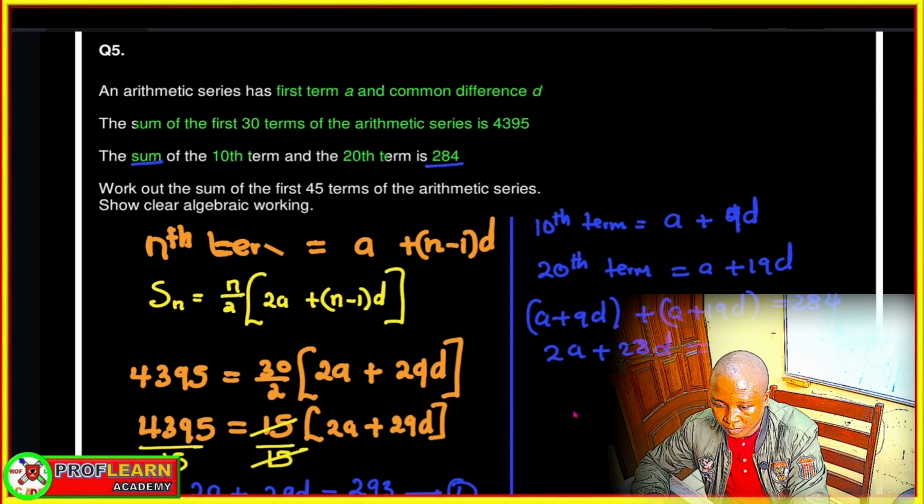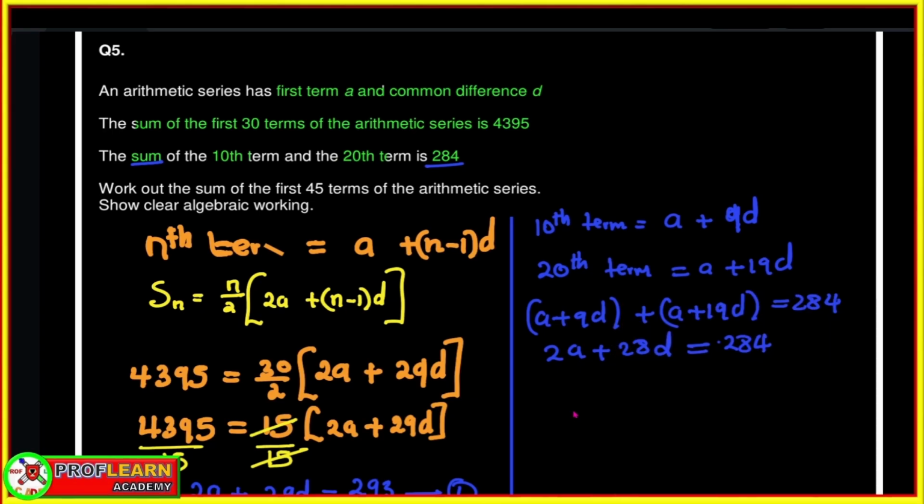Having said all that, and having the second equation here, we are going to solve the two equations simultaneously. The first equation was 2a plus 29d is equal to 293, and the second equation is 2a plus 28d is equal to 284.